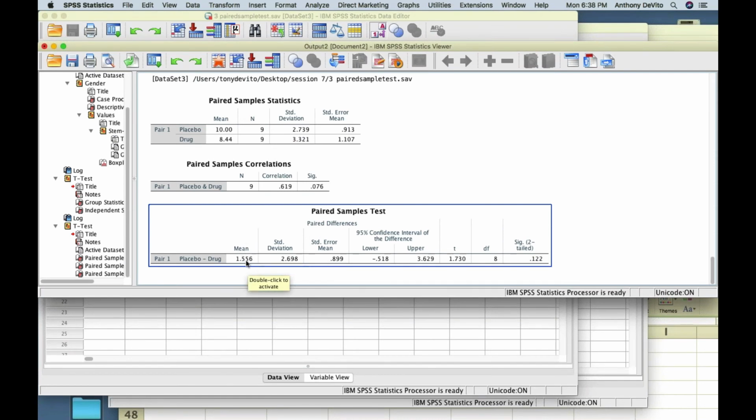the mean is 1.556. In other words, the difference between the placebo minus the drug, all those differences averaged, is 1.556. The standard deviation and standard error are for those values: minus 1, plus 2, minus 1, 0, and so on. Standard error 0.89, and the standard deviation is 2.698. Now SPSS calculates a t-score for the difference between 1.556 and the value 0. And that t-score is equal to 1.73.